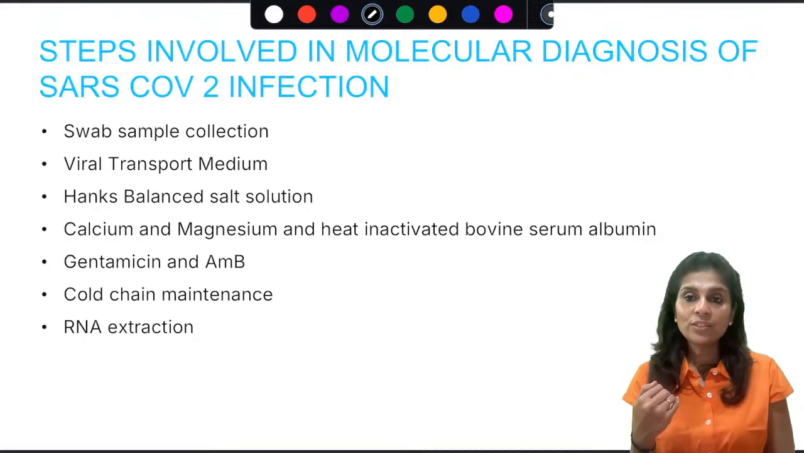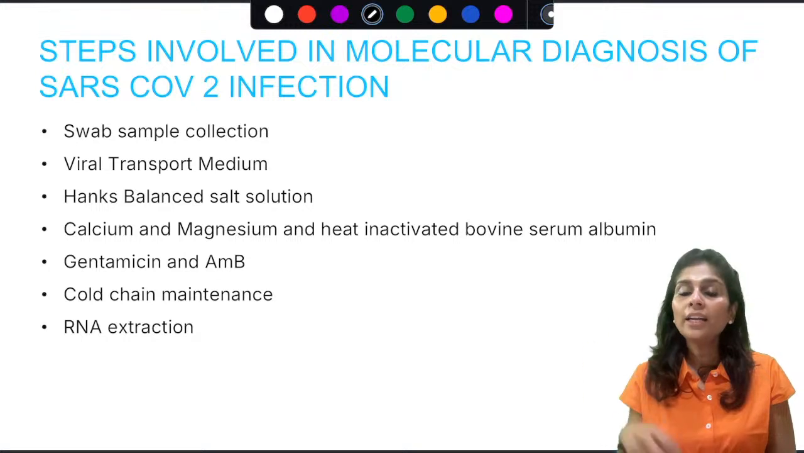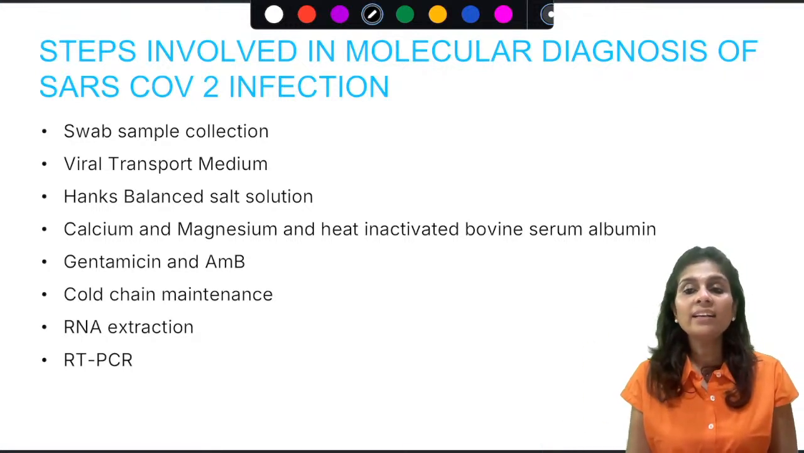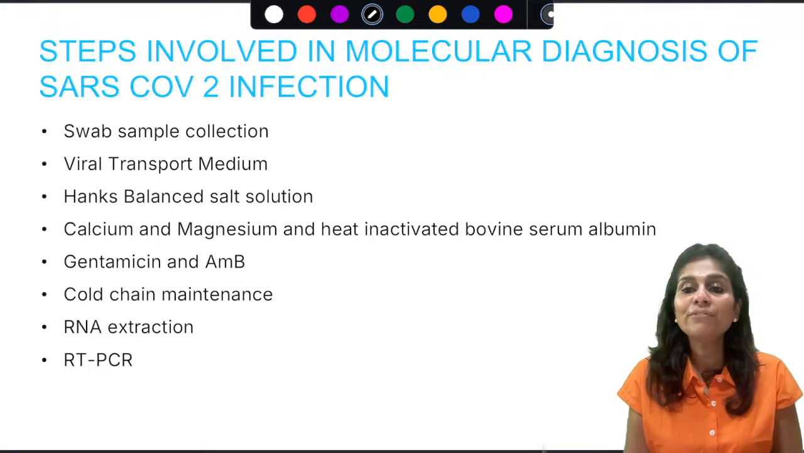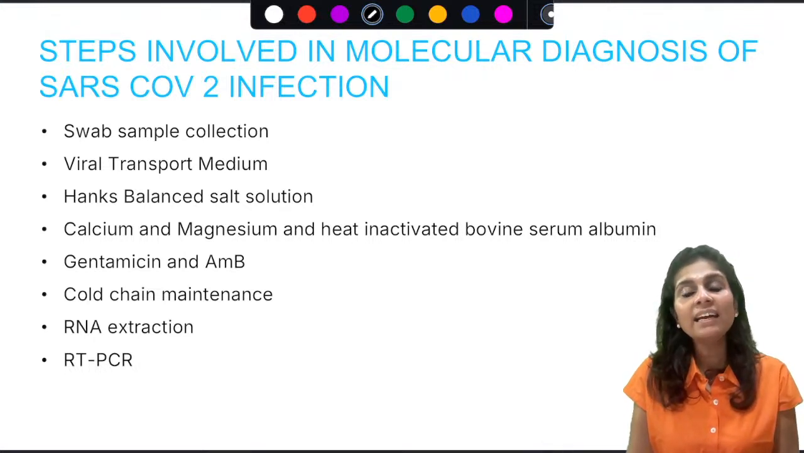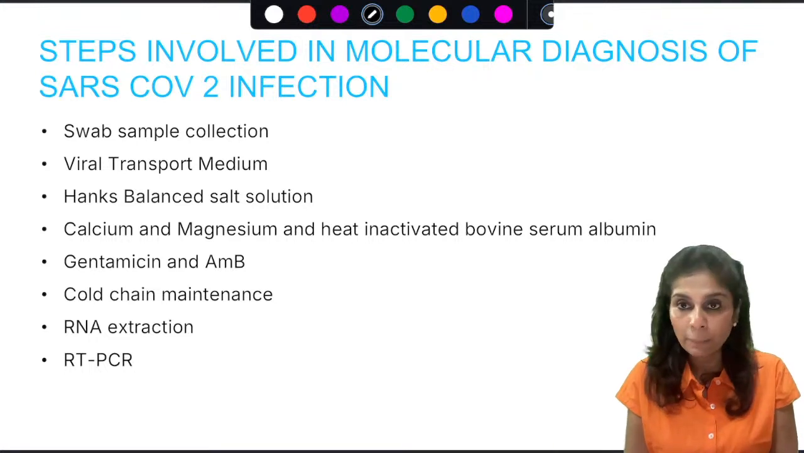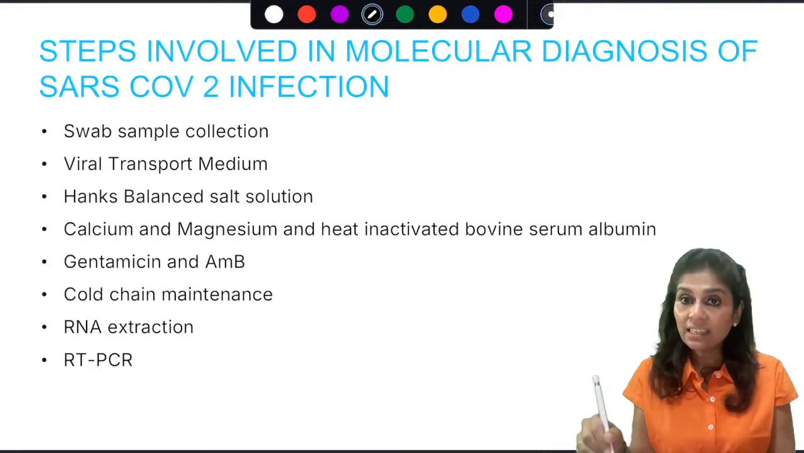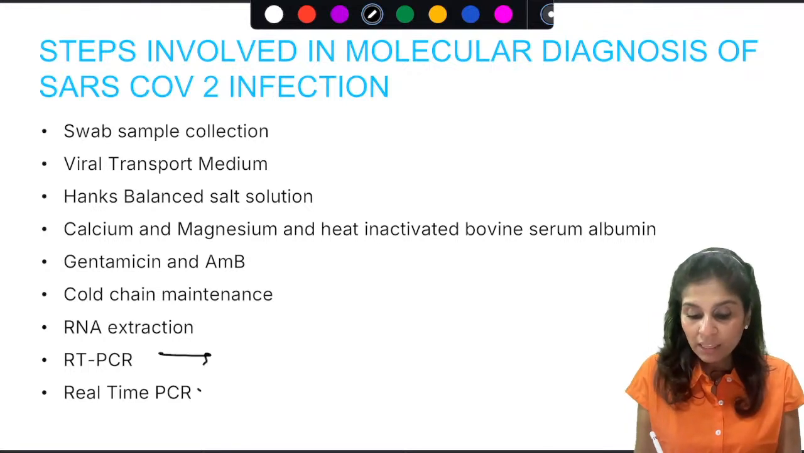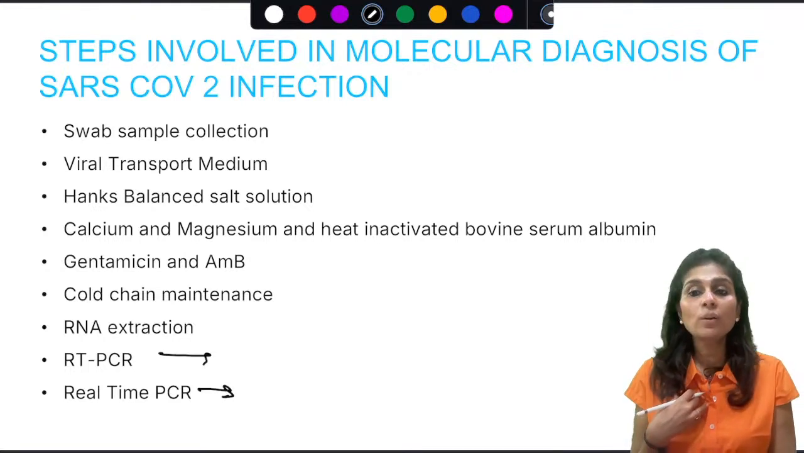After RNA extraction, we subject the RNA to reverse transcriptase PCR because, as I told you, RNAs cannot be quantified or amplified directly. So I subject it to reverse transcriptase PCR. I convert the RNA to DNA. Then I subject the DNA to real-time PCR. And in both these places, I specify what I want.